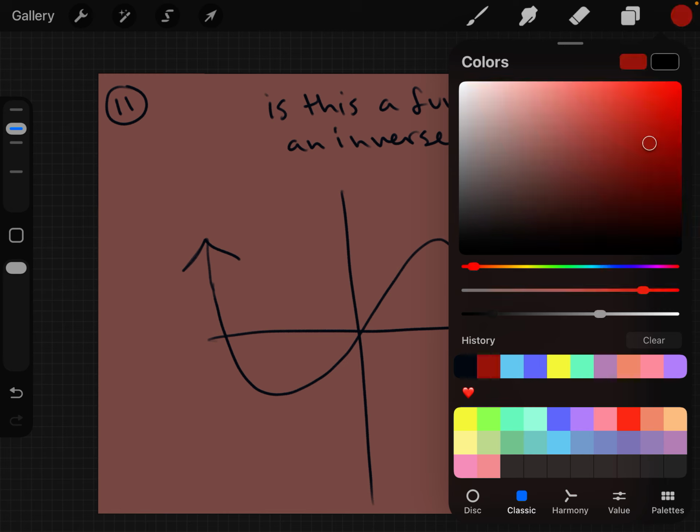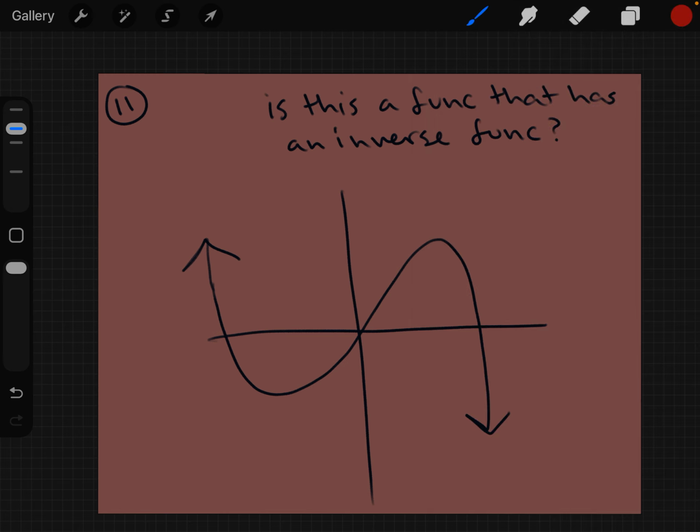Okay, so this is a one-to-one function, and the way you check it is doing a horizontal line test instead of a vertical line test. Vertical line test is a check to see if a function is a function, and if it hits 2 points on the vertical line, it's not a function. With this, if it hits 2 points on the horizontal line, there is no inverse. So, no.